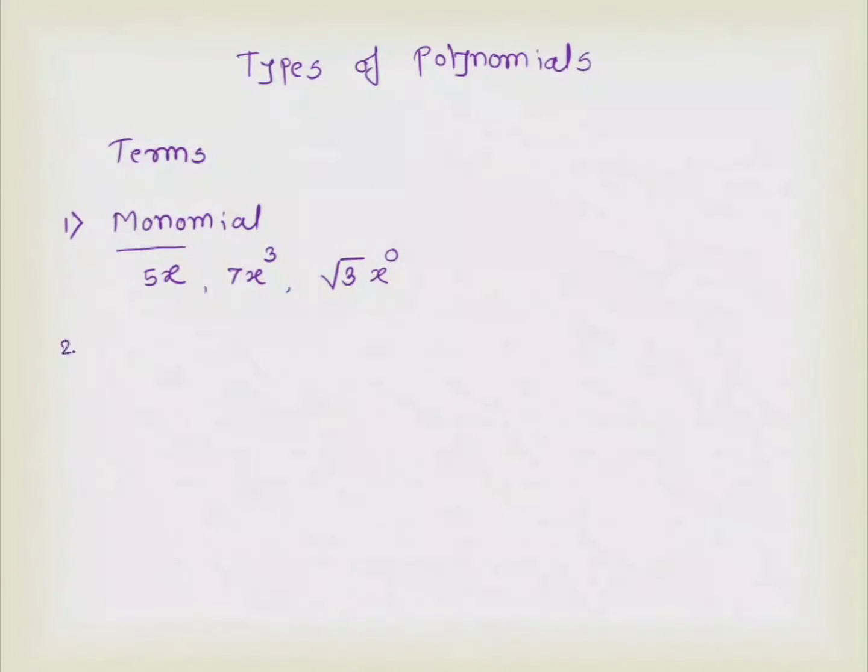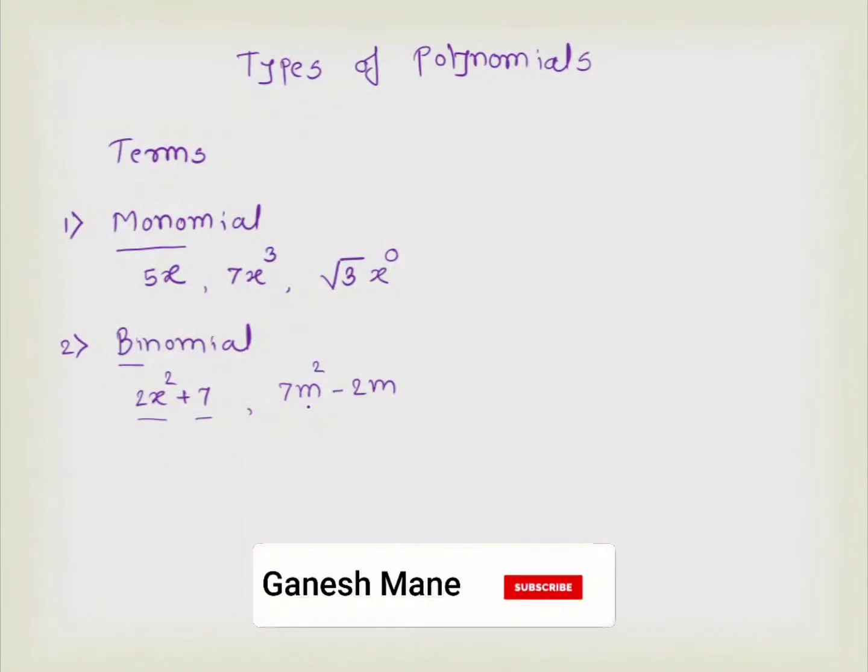Now the second type is the binomial. So again, as the name suggests, it has the word bi, that's why it suggests that there are two terms in this type of polynomials. For example, 2x square plus 7. So as we can see here, two terms are involved, 2x square and 7, that's why it is a binomial. If we have another example, 7m square minus 2m, again it has two terms, that's why it is also a binomial.